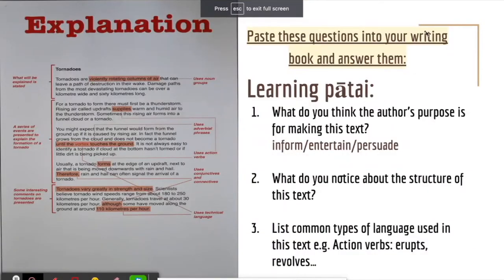Awesome. Now it is your turn to paste these questions into your writing book and answer them. What do you think the author's purpose is for making this text? Was it to inform, entertain, or persuade? What do you notice about the structure of this text? Does it include all the layers of the burger? And can you list common types of language that's used in this text? For example, action verbs, doing words, erupts, revolves. All right. Pause the video and do this task in the next 5 minutes maybe, and then come back for the answers.